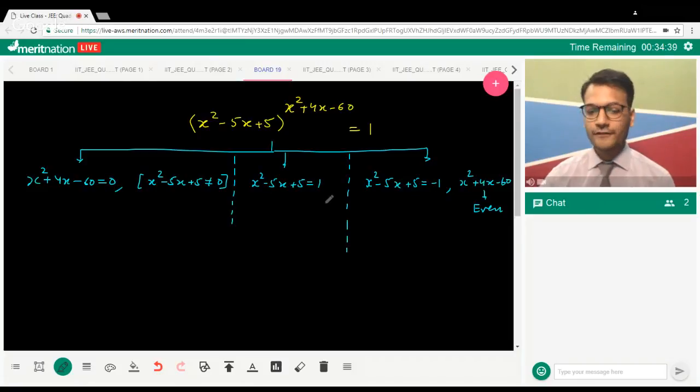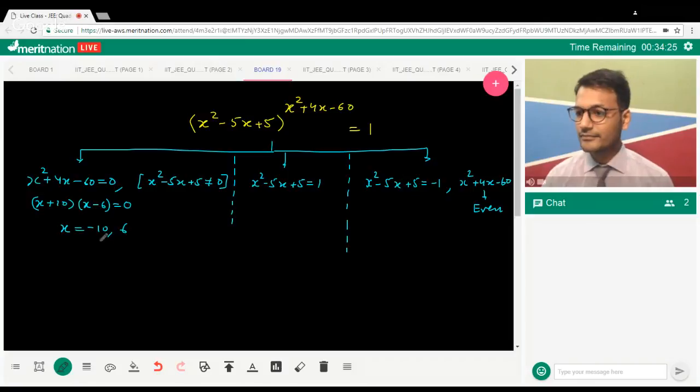So let's solve for each of them one by one. For the first one, we all know that we can factorize it very simply: x plus 10, x minus 6 is equal to 0. So this gives me x is equal to -10 comma 6. Now we should ideally check whether this equation is equal to 0 at x is equal to -10 or 6 or not. That's something which you should check.